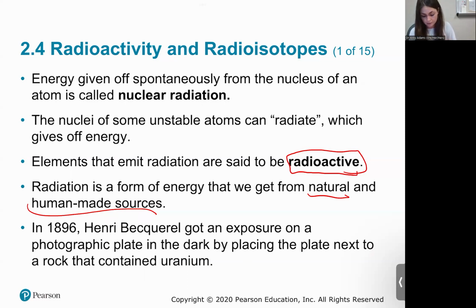So this was originally discovered in 1896. Henri Becquerel and two other scientists collaborating with him, Marie Curie and her husband Pierre Curie, got an exposure on a photographic plate. Normally, with a film, you'd have to expose it to light, but they just placed this plate in the dark with uranium, and they developed a photograph. And so they knew that there was something about this material. Something was emitting something. It was radioactive, right?